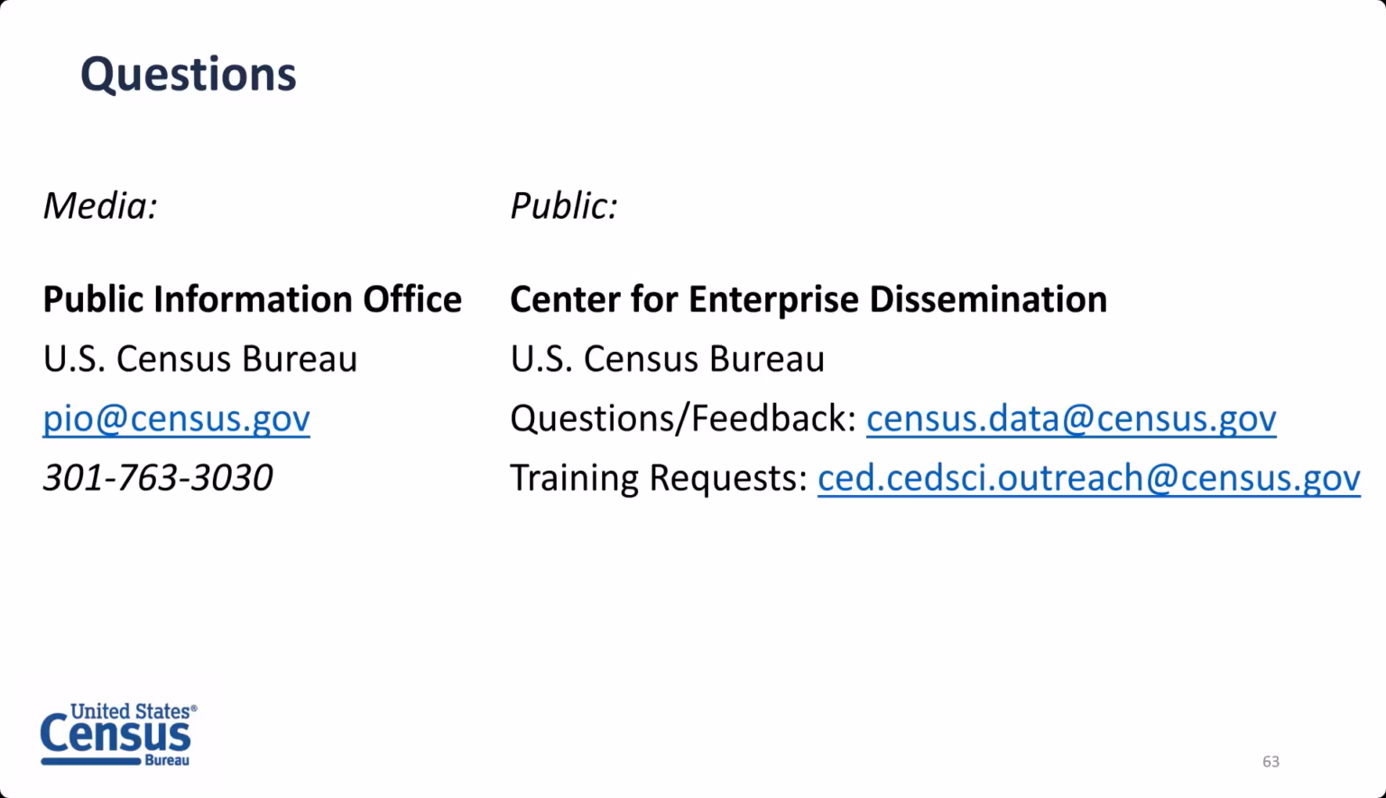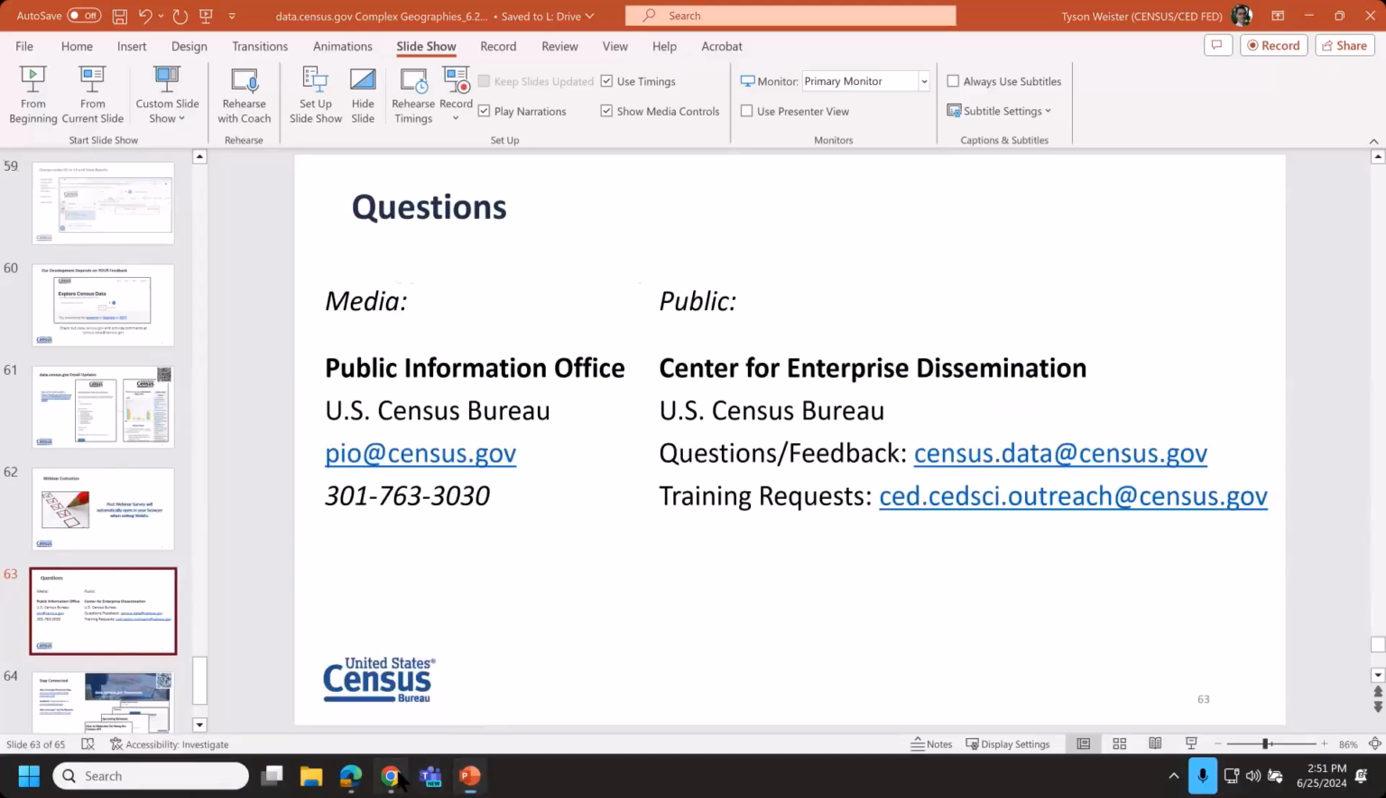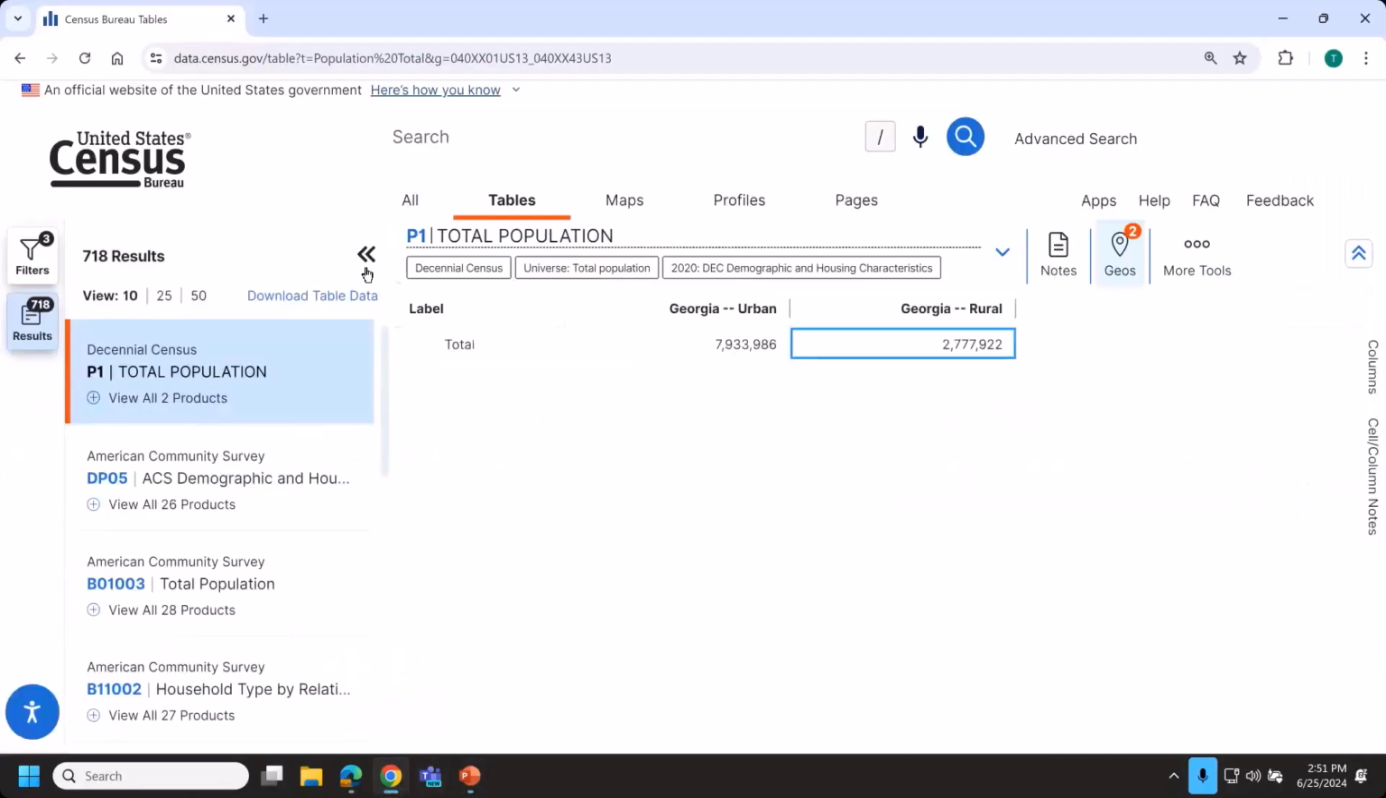My question for Tyson is, when we go through this whole process to select and visualize on a map the type of geography and the type of tabular data we want, can we download the shapefile that we are seeing visualized? I'm so glad you asked that. So we recently added an option. It will be in GeoJSON format. It will be the boundary file.